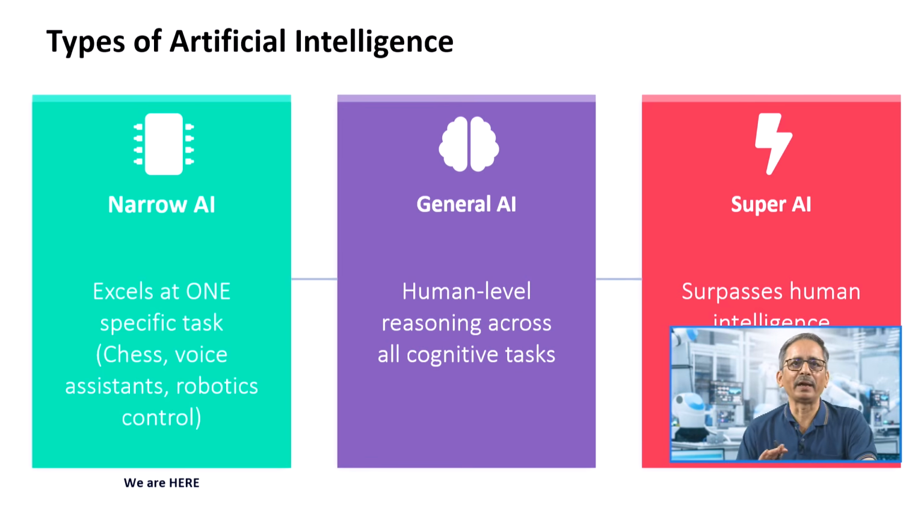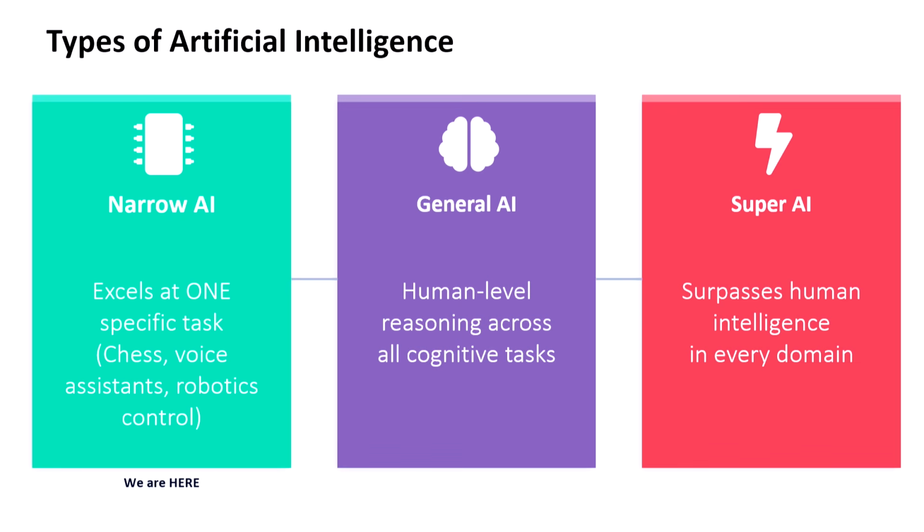What types of artificial intelligence are there? It can be classified into three types: narrow AI, where we currently are, then general AI and super AI. Narrow AI excels at one specific task, say robotics control. In general AI, we expect human level reasoning across all cognitive tasks, and in super AI, we expect it will surpass human intelligence in every domain.